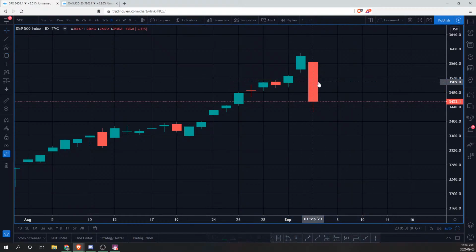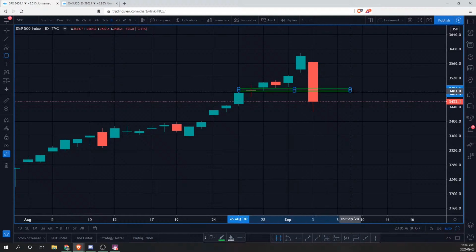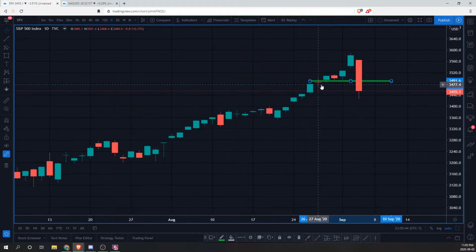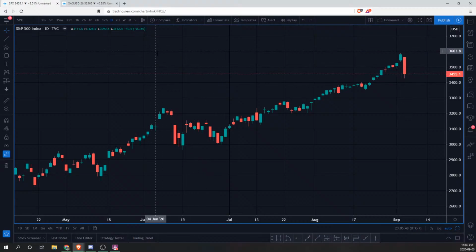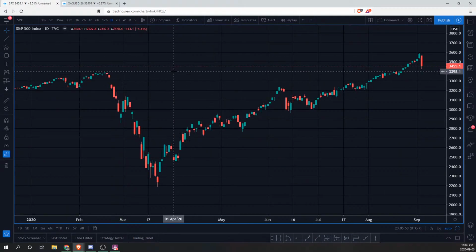That should be a potential level of support. It did not validate it at all, as well as this level of support right here, previous resistance, new level of support. That just got blown through as well. So the next major level of significance on the chart is currently the previous all-time high at around 3,400. We can see that right around there.